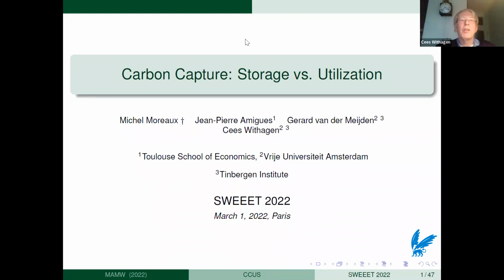This is a paper called Carbon Capture, Storage versus Utilization. And my co-authors are Jean-Pierre Amigues, Gerard van der Meijden, and Michel Moreaux. We started this paper a long time ago, several years, when Michel was still with us. And while writing this paper, unfortunately, he passed away. He was a very good friend and also an excellent scholar from whom I learned a lot. So I'm very grateful to have been in his presence for many, many years.